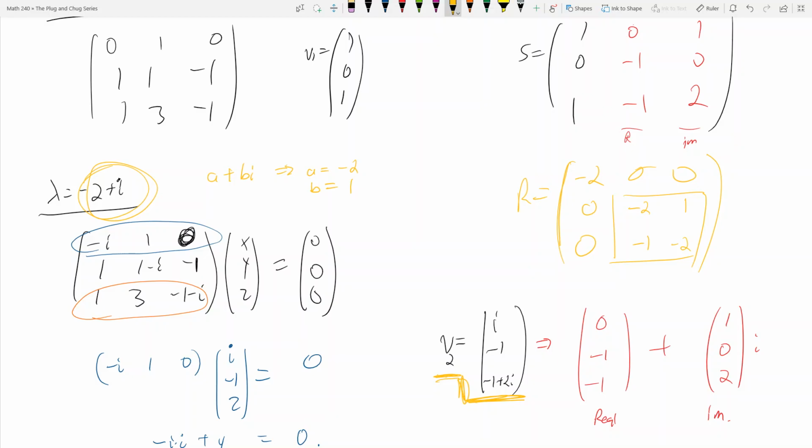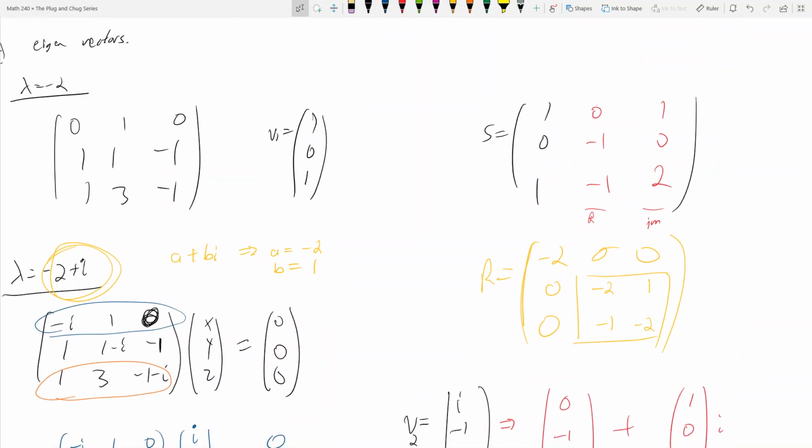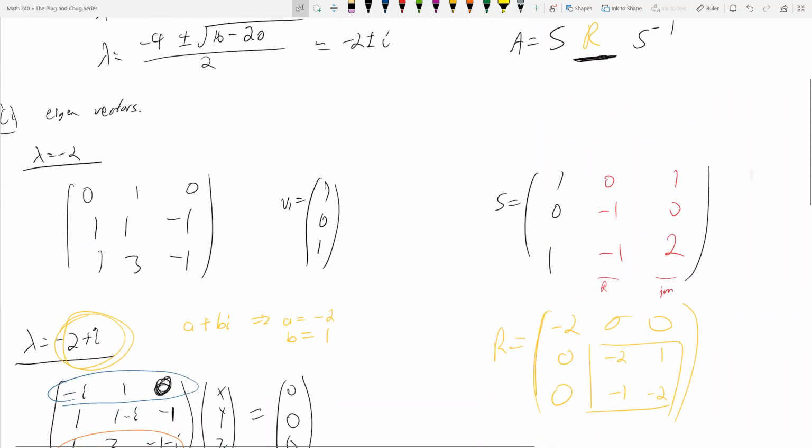Now we have S and R, and we just need to find S inverse. To show you guys that this works, I'm going to plug this into a matrix calculator. We should get A equal to S R S inverse, because that's what I claimed. So plugging it in, 1, 0, 1, 0, negative 1, 0, 1, negative 1, 2. I'm going to type it off screen, and then I'll drag it over when we're done. 1, negative 1, negative 2. And now I want the inverse.